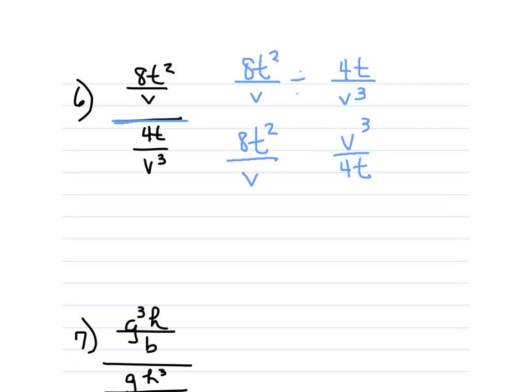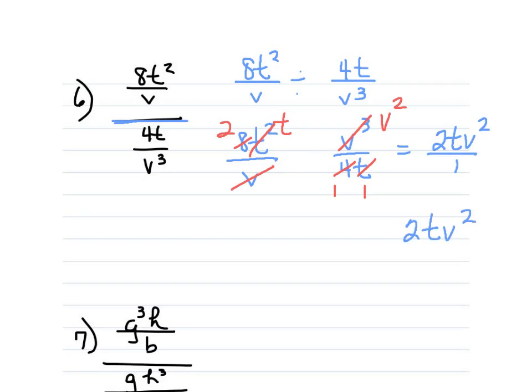Okay, before I multiply across, I want to cross cancel everything that I can. So this becomes v squared, that becomes a 2, that becomes a 1, this becomes a t, and this becomes a 1. Okay, so once I'm done with all that reducing and cross canceling, here I have 2tv squared over 1, or just plain 2tv squared. And that would be my quotient.